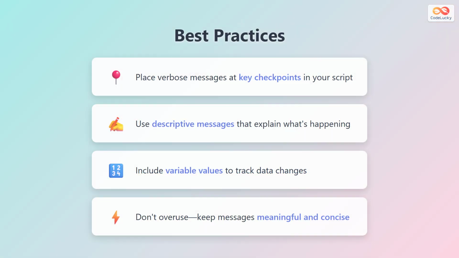Here are 4 best practices for using Write-Verbose effectively. First, place verbose messages at key checkpoints in your script, such as before and after major operations. Second, use descriptive messages that clearly explain what's happening at that point in execution. Third, include variable values to track how data changes throughout your script. And fourth, don't overuse it. Keep your messages meaningful and concise. Too many verbose messages can be just as confusing as having none at all.